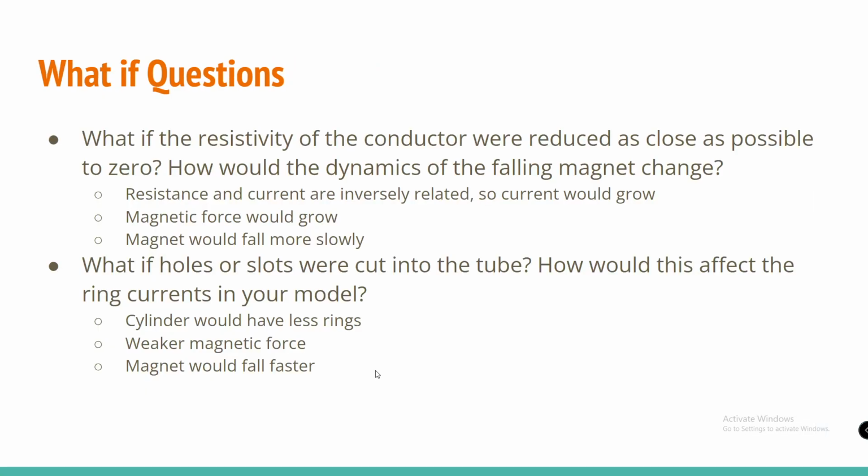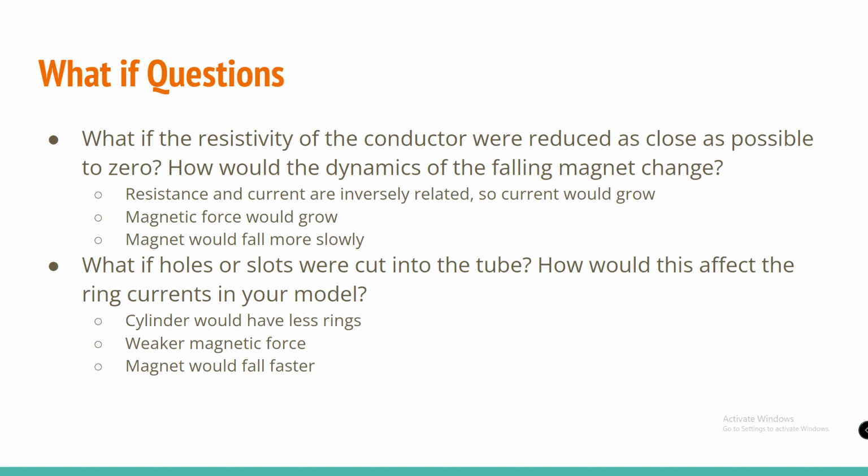So for the reflection questions, what if the resistivity of the conductor were reduced as close as possible to zero? How would the dynamics of the falling magnet change? Resistance and current are inversely related, so if the resistivity of the conductor was reduced as close as possible to zero, the current would grow, and as a result, the magnetic force would grow, and then the magnet would fall more slowly.